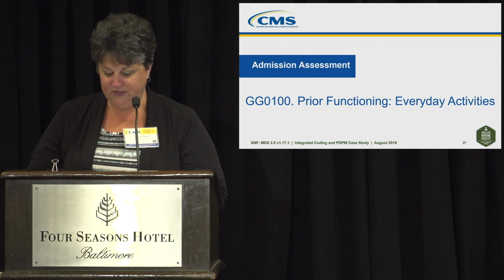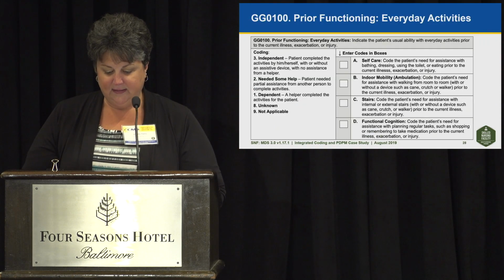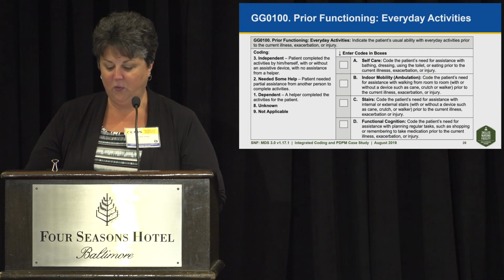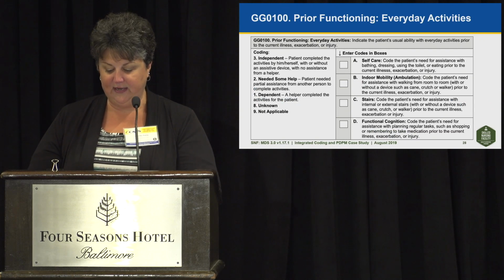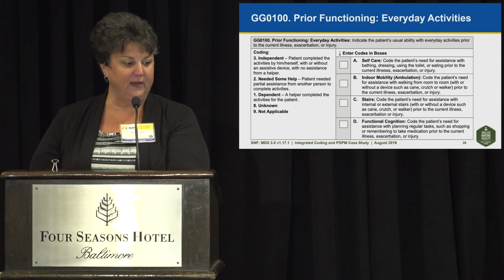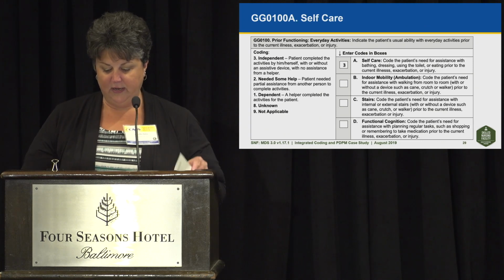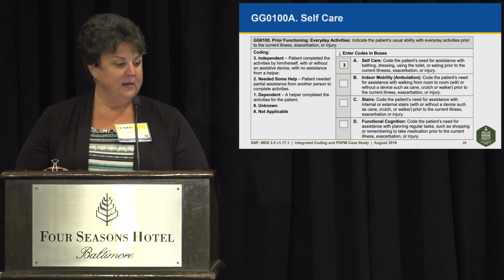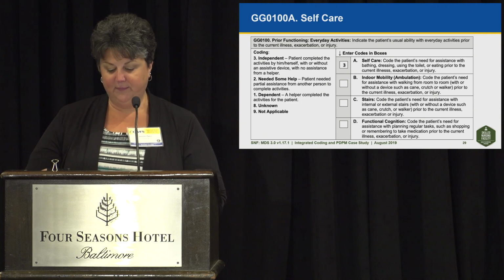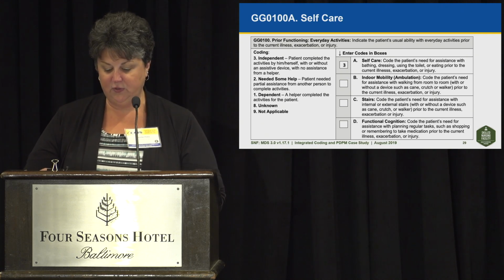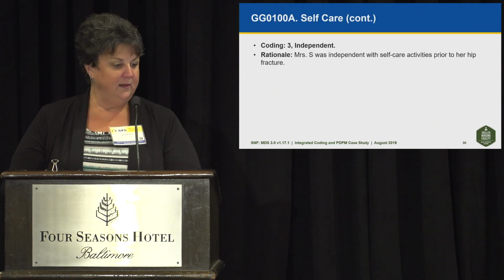GG0100, prior functioning. Let's go on to this. Let's begin with looking at GG0100, prior functioning everyday activities. How did you code self-care, A? 3, sure, she lives with her son. She's in that 2-level home, and that prior to her acute hospitalization, she was independent. And that's what that says.